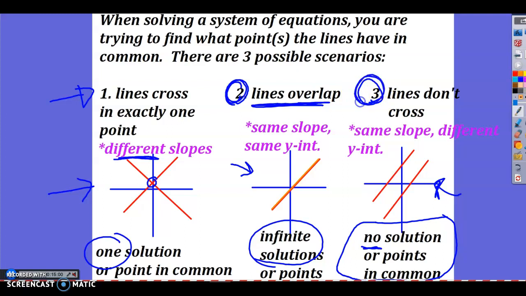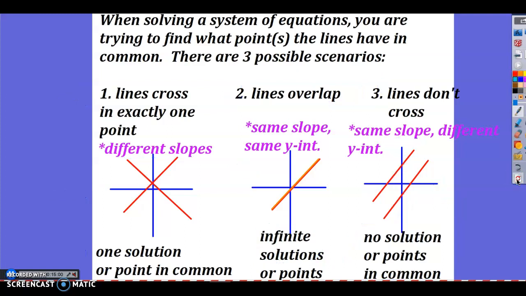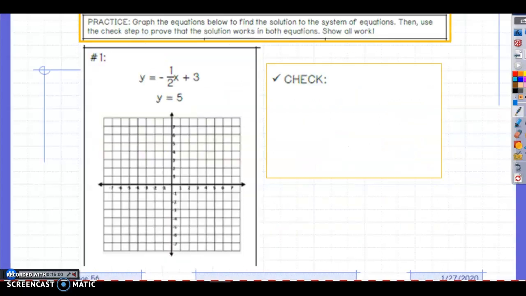If we have scenario number 3, where we have two parallel lines, they have the same slope because they're going at exactly the same angle, but their y-intercepts are different. In this picture, this is the y-intercept of the top line, and this is the y-intercept of the bottom line. The y-intercepts are different, but the slopes are the same. You may want to refer back to this later while you're doing your work today. Feel free to go back, rewatch the video, and pause it on this screen.